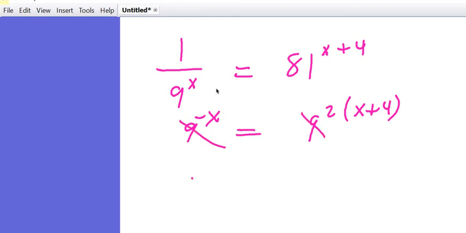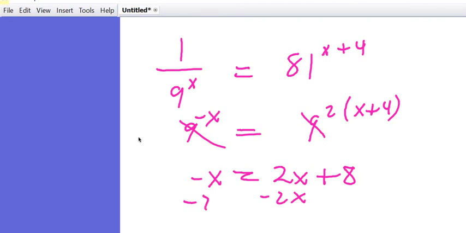Negative x equals 2x plus 8. So now it's just a simple equation. Subtract 2x. Negative 3x equals 8, and there you have it.